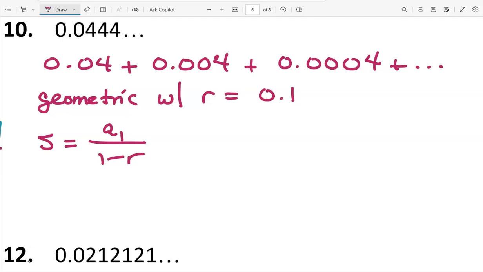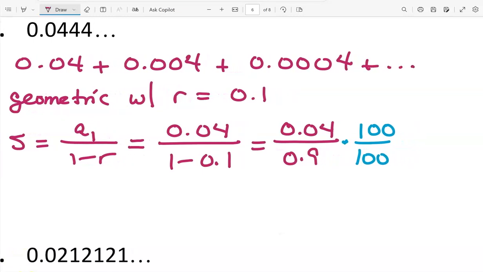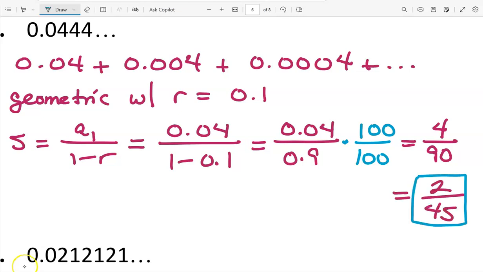Sum equals the first term divided by 1 minus the ratio. The first term of the series is 0.04, and the ratio is 0.1, which gives us a fractional value of 0.04 divided by 0.9. To express this as a ratio of integers, we can multiply the fraction by 100 over 100, which gives us a result of 4 over 90. 4 over 90 can be further reduced to 2/45.